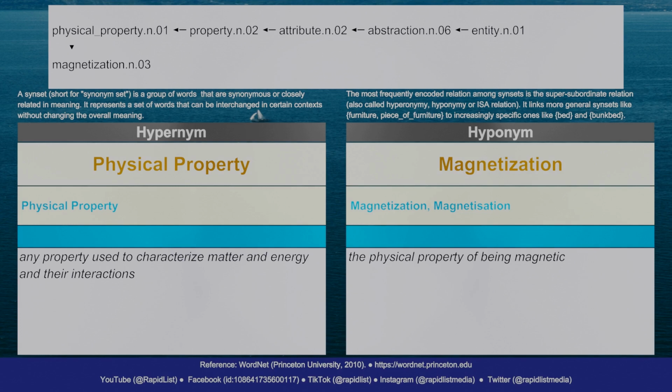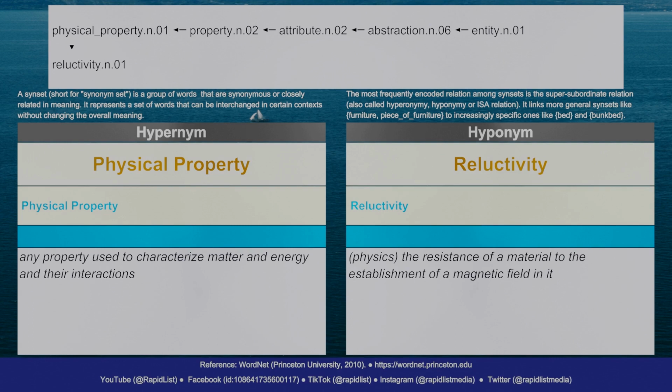Magnetization. The physical property of being magnetic. Reluctivity. Physics, the resistance of a material to the establishment of a magnetic field in it.